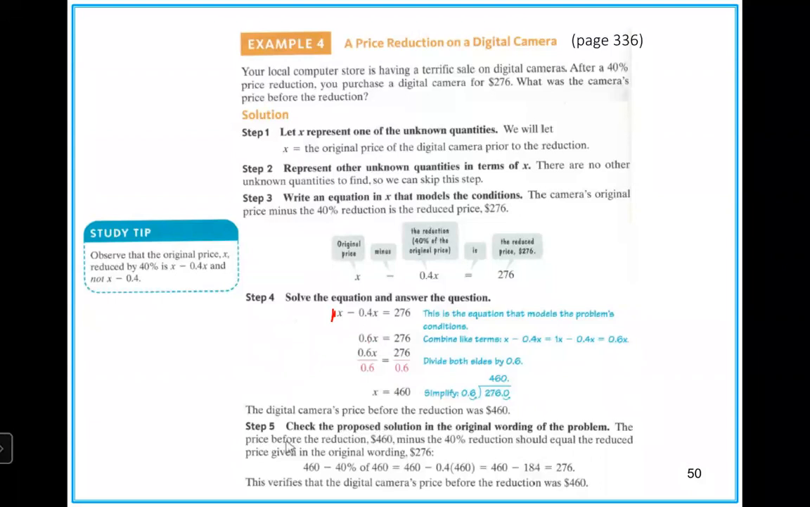And you could always check your answer here. Since it was a 40% reduction, take 40% out of 460 and see if you get an answer of 276. And that's what they did here. They found 40% of 460 and subtracted it from 460. 40% of 460 is 184. And when you take away the 184 from 460, you get 276. So it proves that the price was 460 before the reduction.